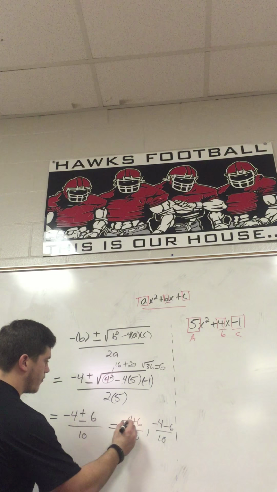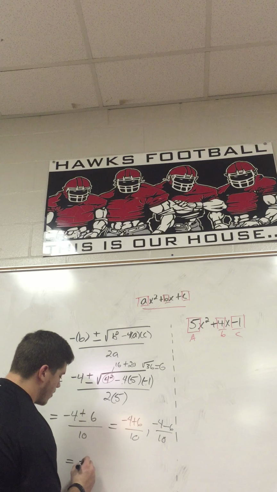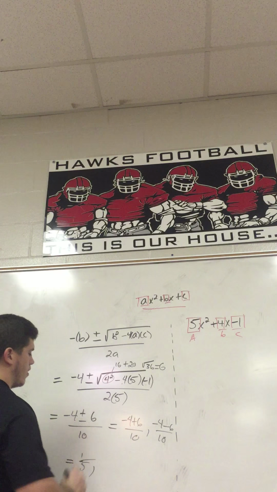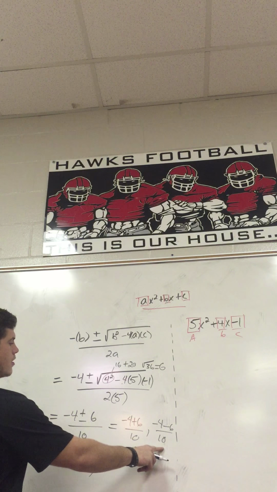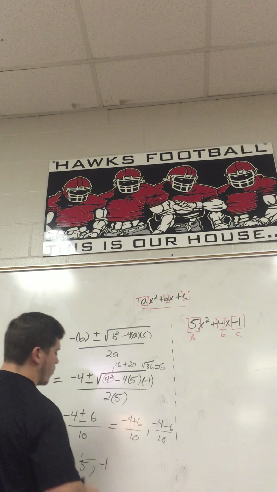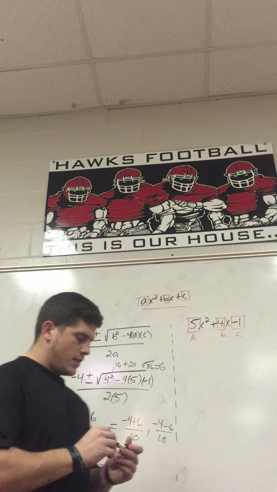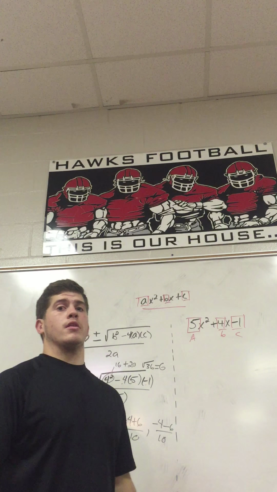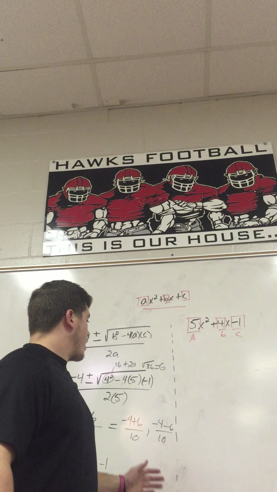Your first one, simplifying this, would be just 1/5. And then your second x-intercept, simplifying that, would be -1. And that is how you use the quadratic formula to figure out your x-intercepts.